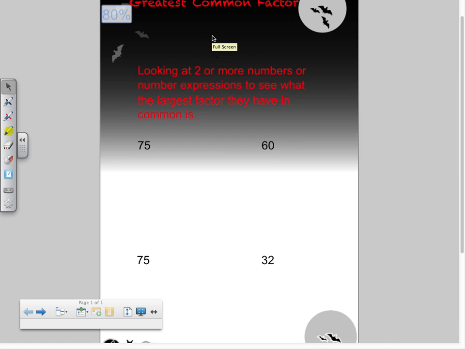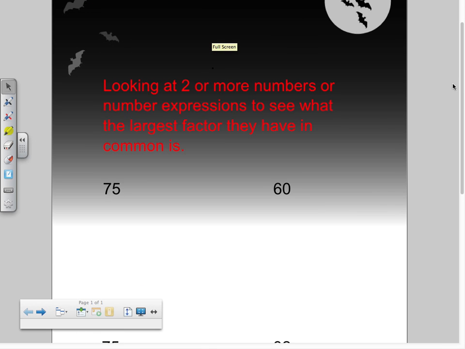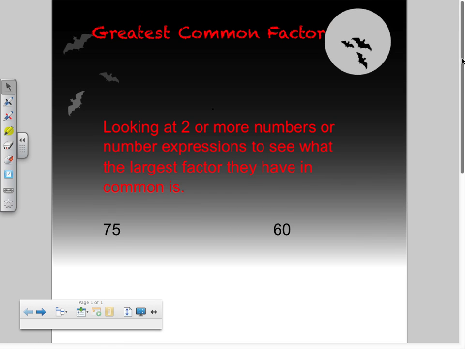Okay, our next lesson is on greatest common factor. This is lesson 2, and you can see my spooky theme. But basically, we'll be looking at two or more number expressions, meaning basically numbers with variables, to see what the largest factor they have in common is.